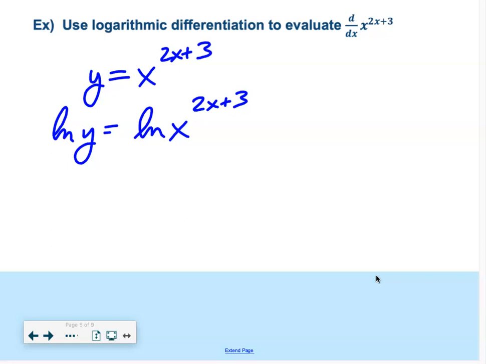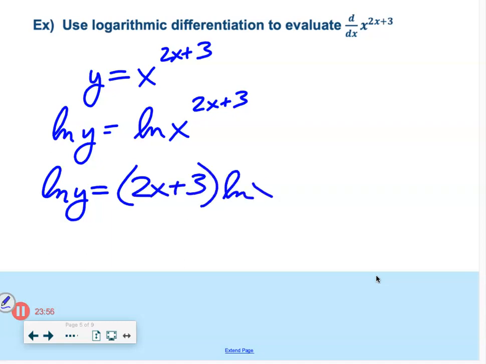With that 2, is there something I can do with the 2x plus 3? Ask a friend. Phone a friend. What do you think, Charles? Yes, it's an exponent. You can put it in front, right? So what we're going to do is we're going to take this exponent and we're going to move it in front. That's all we can do.